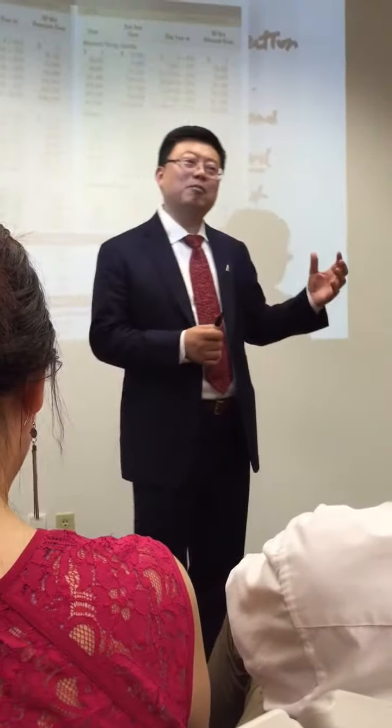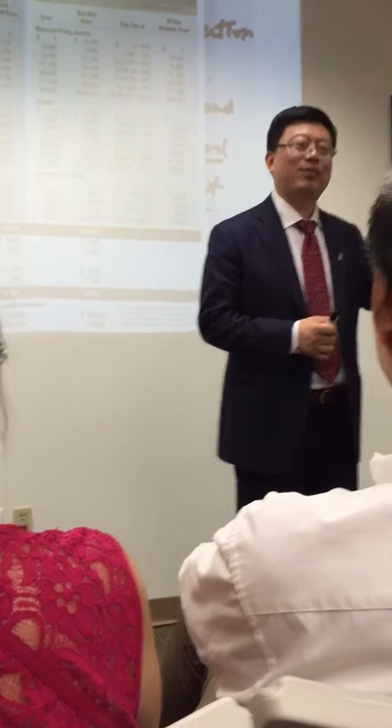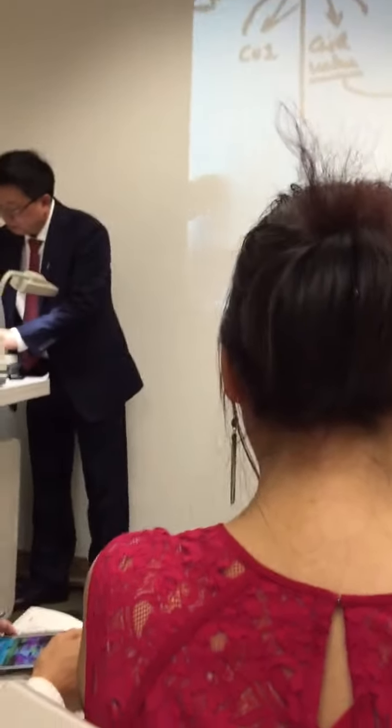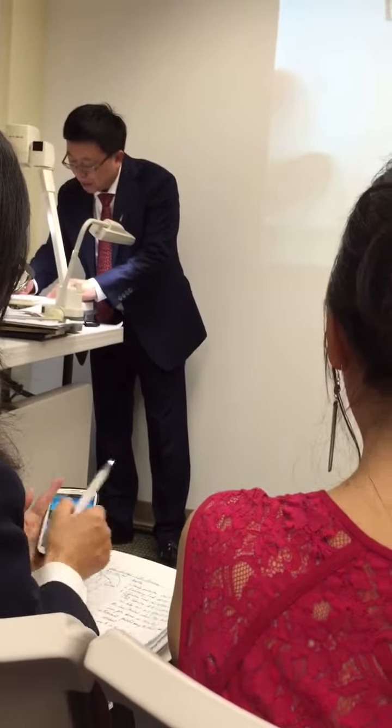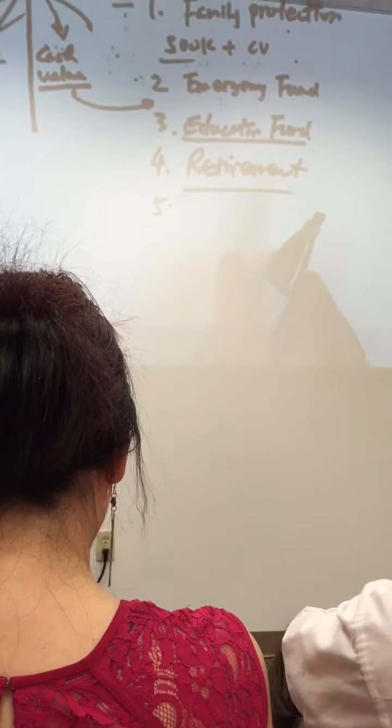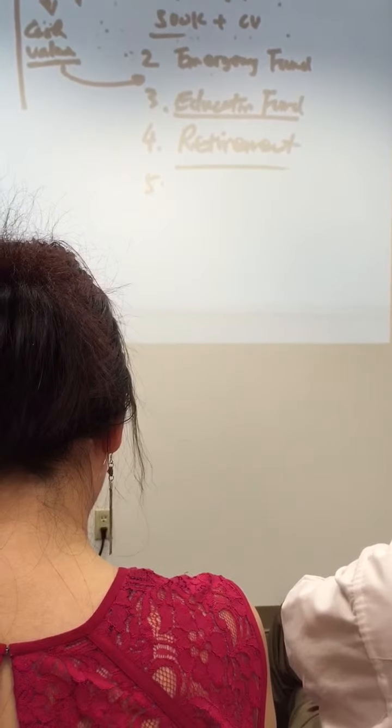That's why when we save money in the 401k or IRA, we need to be careful. That's it. So this is becoming one retirement plan. And number 5, you can use this one in the future for your business purpose.